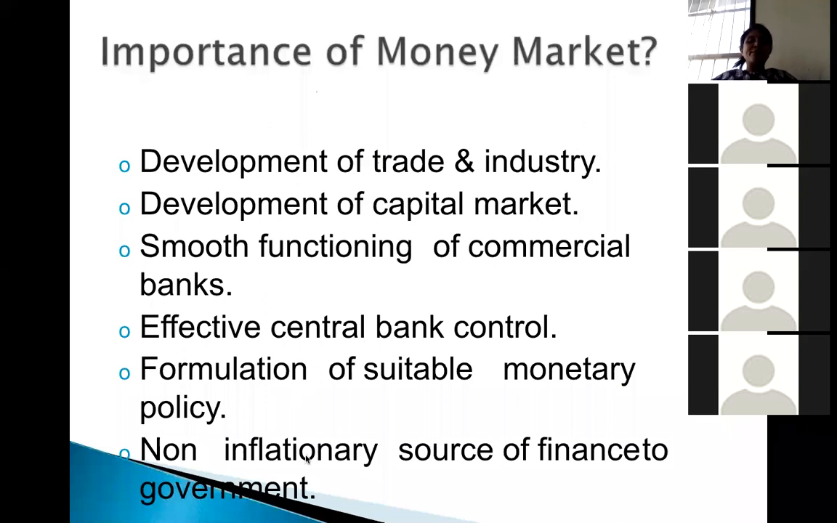1, 2, 3 points. Non-inflationary source of finance to the government. When government needs also, RBI does not need to bring in money from foreign country, borrow from foreign country, or it needs to print notes, which will create inflation. जो पैसा है वो ही इधर से उधर से जमा करके शॉर्ट टर्म के लिए it can utilize. Are you following? Existing stock of money itself can be utilized instead of bringing in new capital. Following?